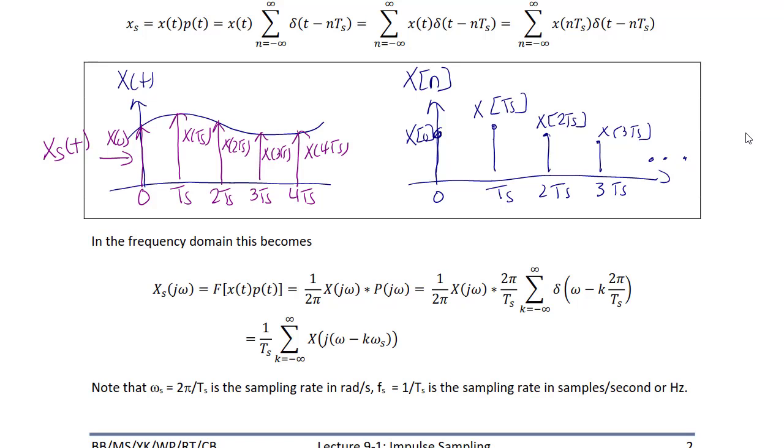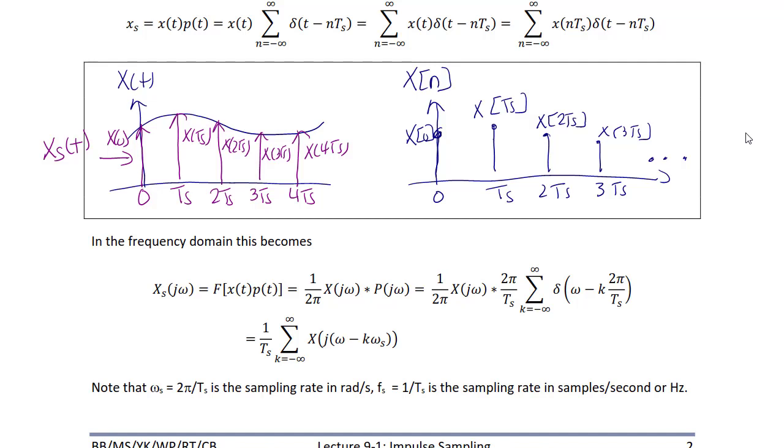So in the frequency domain, this becomes Xs(jω) is equal to the Fourier transform of x(t)p(t), which is equal to 1 over 2π X(jω) convolved with P(jω), which equals 1 over 2π X(jω) convolved with 2π over Ts, the summation from k equals negative infinity to infinity, delta of ω minus k 2π over Ts, or it's equal to 1 over Ts, the summation from k equals negative infinity to infinity, X of j(ω minus kωs).